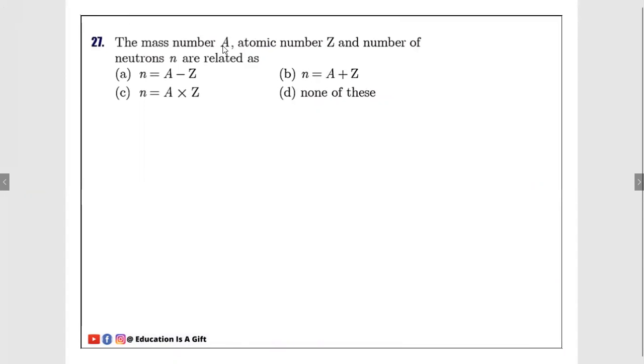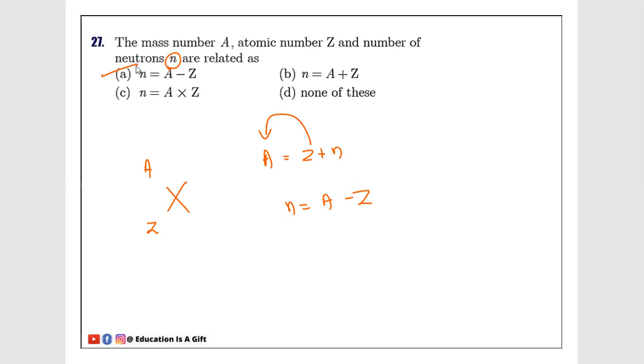27. The mass number A, the atomic number Z, and the number of neutrons. So if you take some element X, mass number is A, atomic number is Z. What is the relation? We know mass number A is equal to Z plus N, and they are asking N. If you want to find N, send that Z to that side, it will become A minus Z, where we can find N is equal to A minus Z here. So answer is A, N is equal to A minus Z.